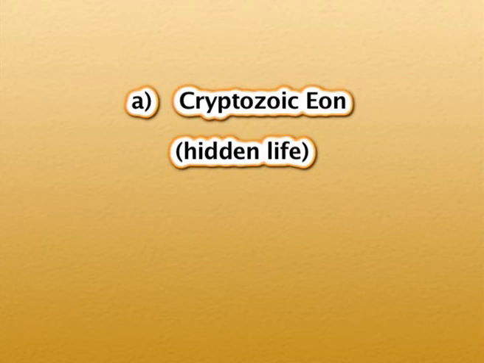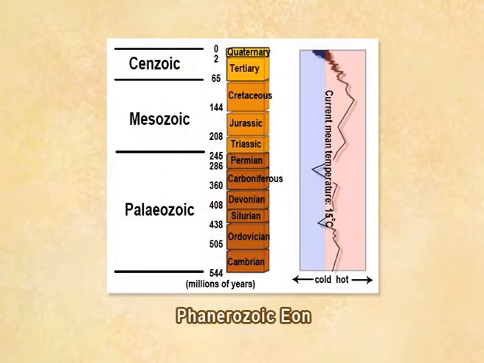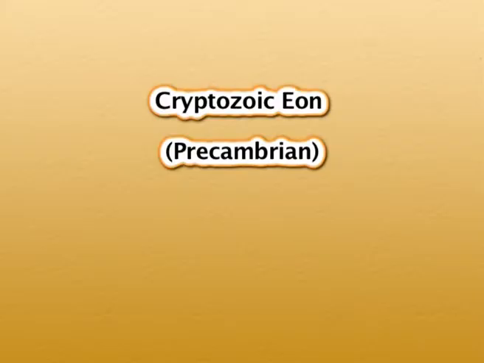Paleobotanists divide the geological history of Earth into the following two broad eons: Cryptozoic eon, also called life of hidden time, characterized by indistinct fossil record. Another one is Phanerozoic eon, or visible or evident life, characterized by clear fossil record. Cryptozoic eon, that is Precambrian.